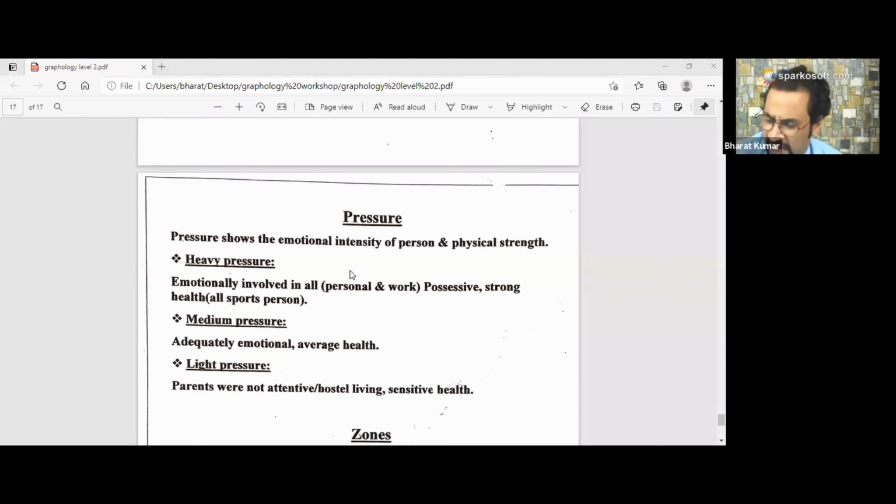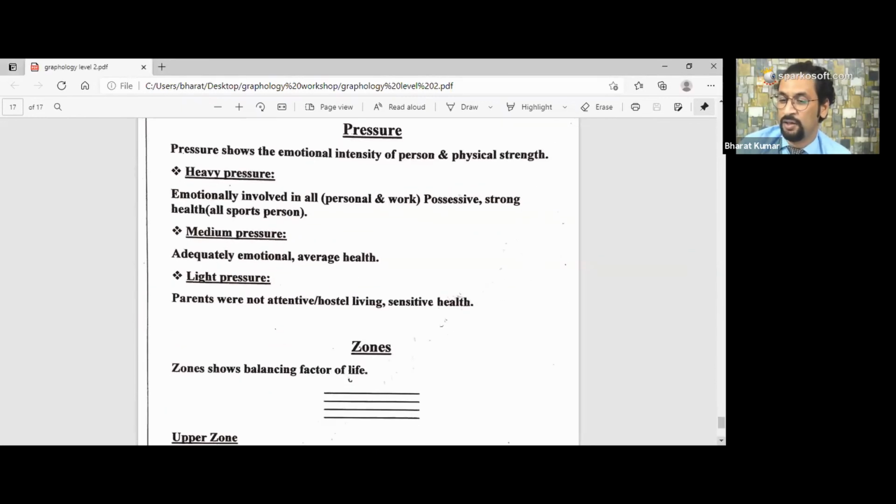If someone is writing using too much heavy pressure, so that it goes through to the page below, he is having too much pressure, meaning emotionally involved everywhere, possessive, highly possessive people, strong health. If medium pressure, adequate emotional behavior, average health. If the pressure is changing while writing, like if someone is writing T and different parts of T have different pressure, meaning parents were not attentive, or the candidate was living in a hostel, or is highly sensitive.